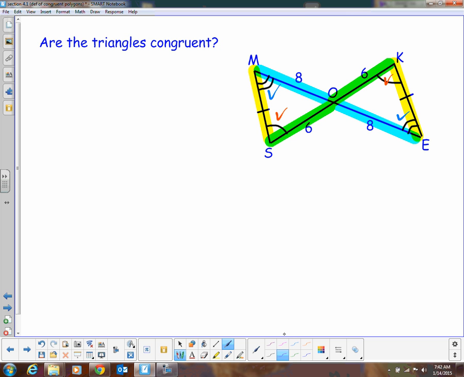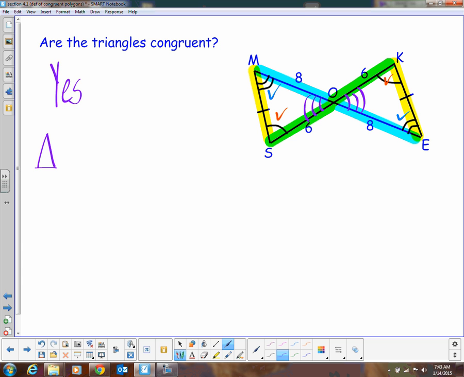Well, the angles. Do we know anything about those angles? Vertical. What do you know about vertical angles? Congruent. That is huge in this chapter. So yes. So are the triangles congruent? Yes, because all the corresponding angles are congruent, all the corresponding sides.